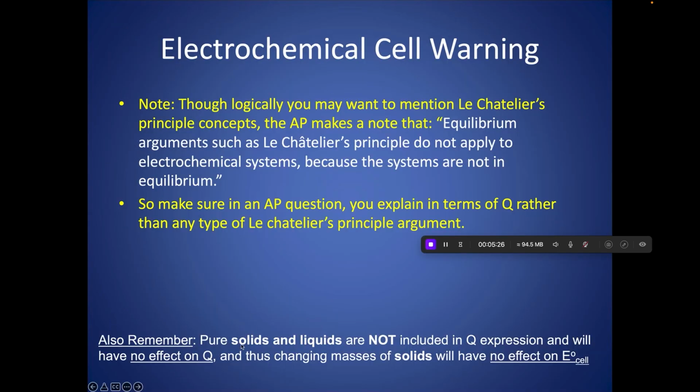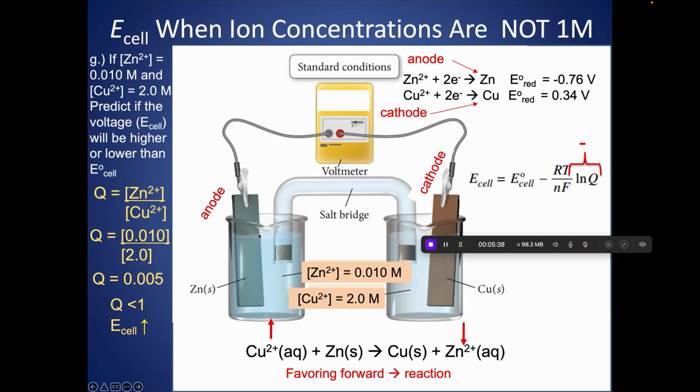And another thing to remember, since pure solids and liquids are not in Q, changing the amounts of solids is going to do nothing to the voltage. So if I go back to this and I increased the mass of Zn solid, no effect, because this solid is not in Q. It is not affecting anything in this Nernst equation. Therefore, my voltage would stay the same, whether I double it, whether I halve it. So just remember that.